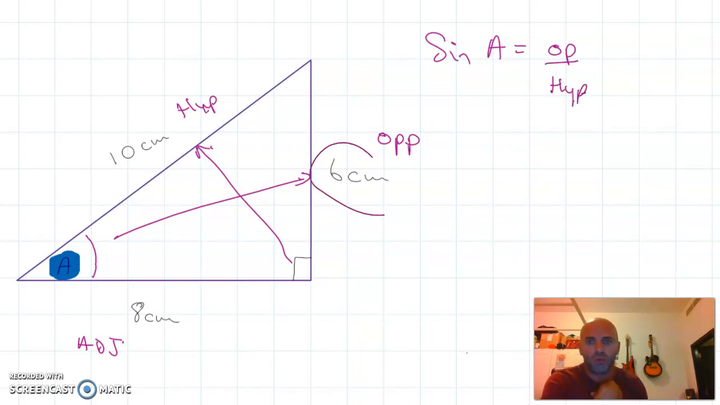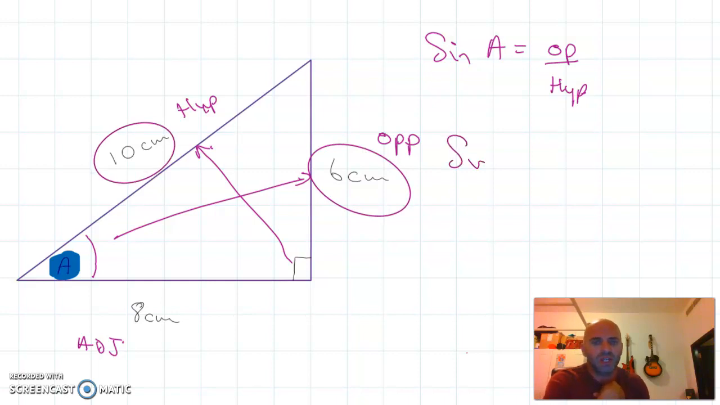So our function, the sine of the angle A, would be the side opposite over the hypotenuse. Right now, we know what all those values are. So that means the sine of A is 6 centimeters divided by 10 centimeters. And the centimeters cancel, and that gives me 0.6.